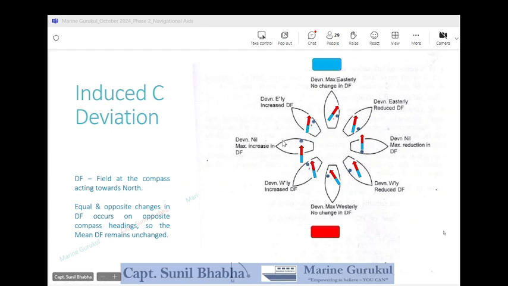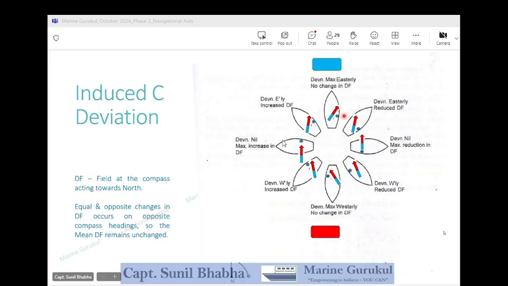Let's now discuss the deviation generated because of coefficient IC, induced C. We have assumed a ship which is having a vertical structure to starboard of the compass location. So you can see here we have a vertical structure to starboard of the compass location, and this is a soft iron structure, and we are assuming that the ship is somewhere in the northern hemisphere.